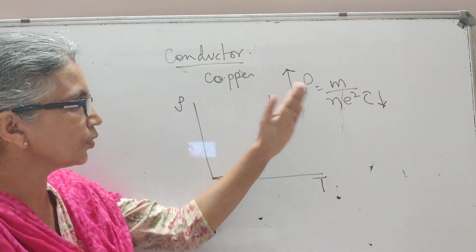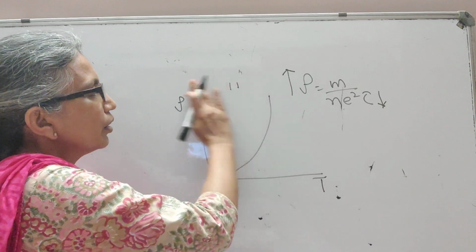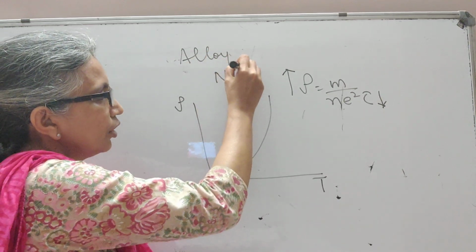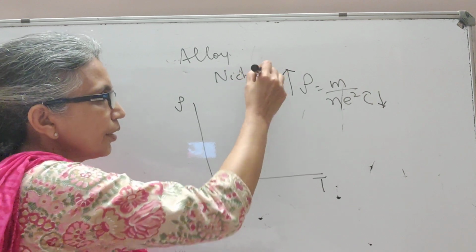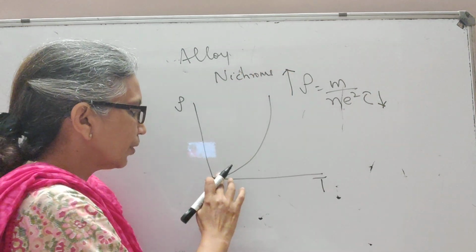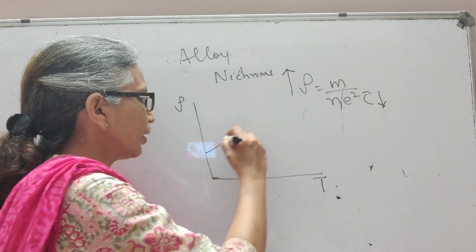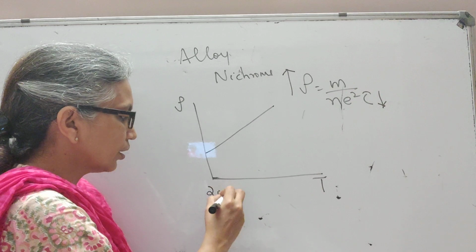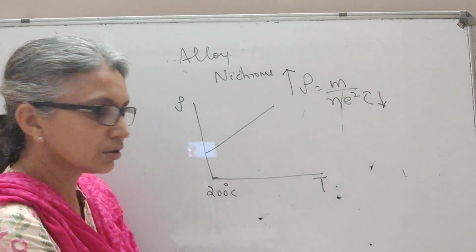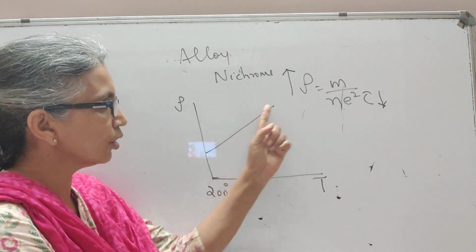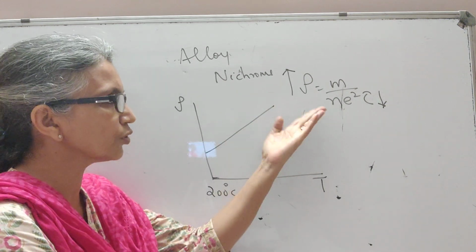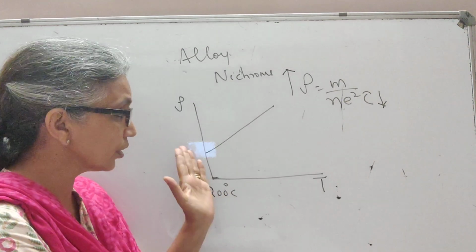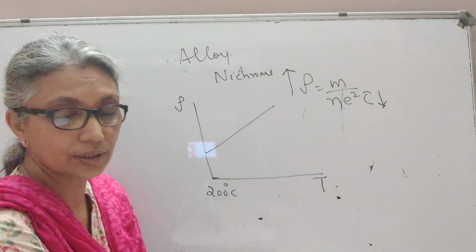Now the same explanation goes for an alloy. An alloy like, let's say, nickel is an alloy. The same explanation. We have an increasing graph. But in your textbook, the graph has been given like this because they have taken a range here as 200 degrees Celsius and so on. So above this temperature, it is like the previous one, resistivity goes on increasing with temperature, but above 200 degrees Celsius, the kind of graph that you get will be this.